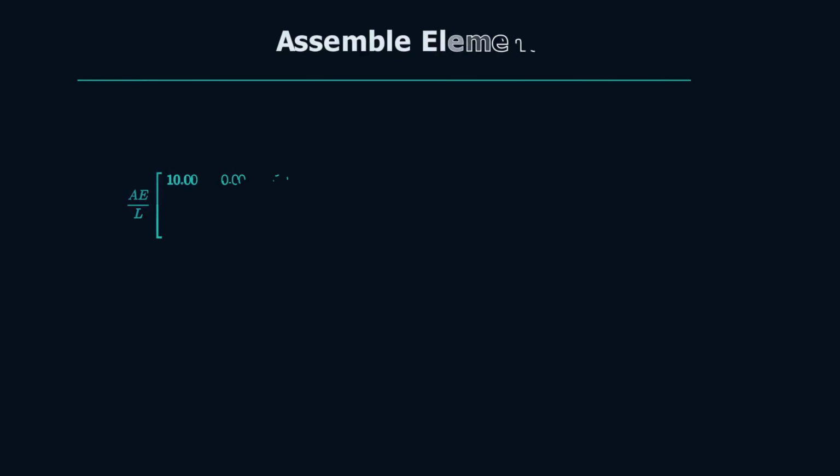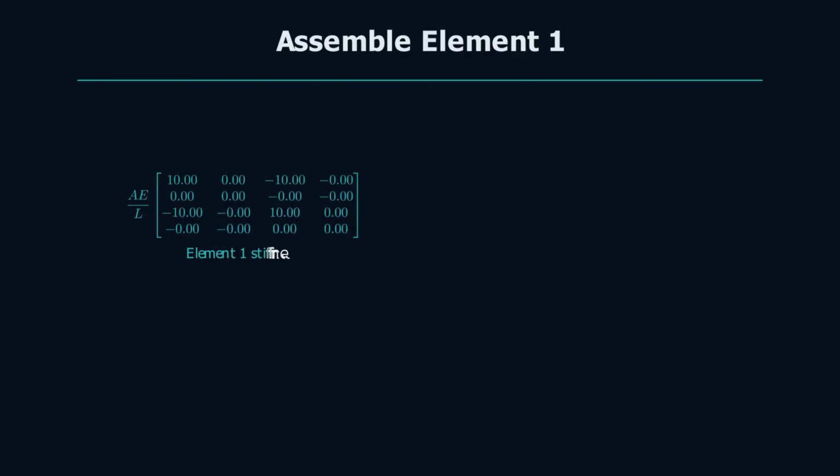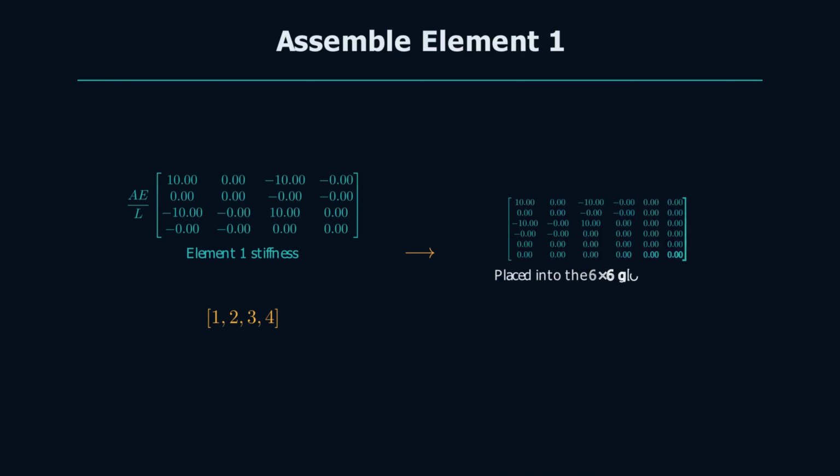We now perform the assembly numerically. Start with element 1 and its 4x4 stiffness matrix. Its connectivity is 1, 2, 3, 4. Therefore each entry of the element matrix is placed into the corresponding row and column of the global matrix. At this stage, the global matrix contains only the contribution from element 1.